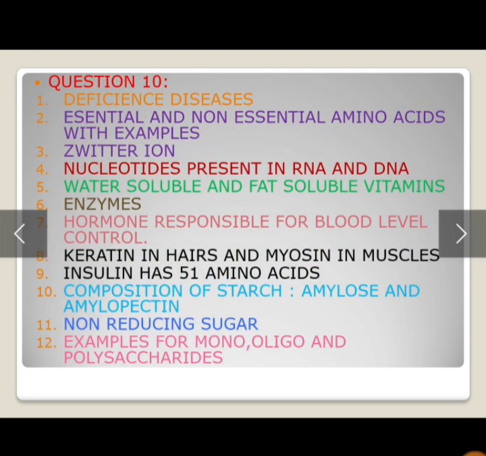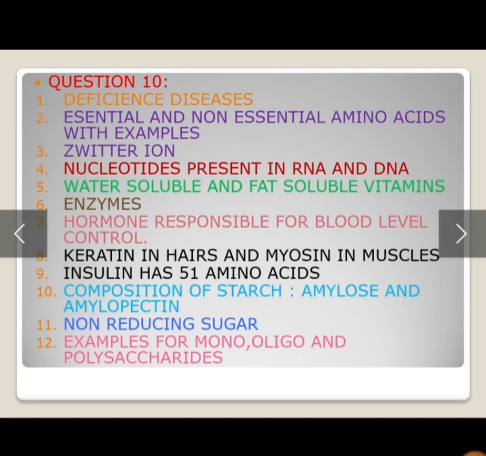Lastly, question number 10. The question would appear from the biomolecules chapter. You have a table based on deficiency diseases, and you have the names of chemicals for each vitamin. So make a note of it. These generally won't be asked in theory. For your CET, it might be asked. It is very important for NEET. It might be asked in bio chapters or even in the chemistry part, because in bio you have digestion and absorption where you need to go through this.